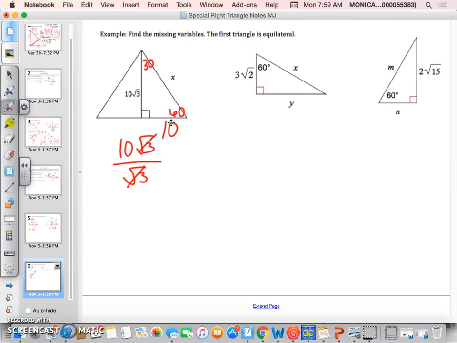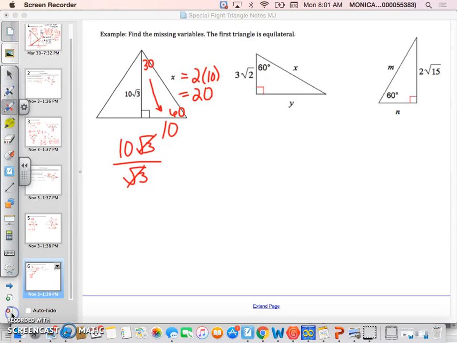To get the hypotenuse, I just multiply the short side. So 10 is my short side, and I just double it. So it equals 2 times 10, which equals 20. Another example, if this is a 60, I know this is going to be a 30.